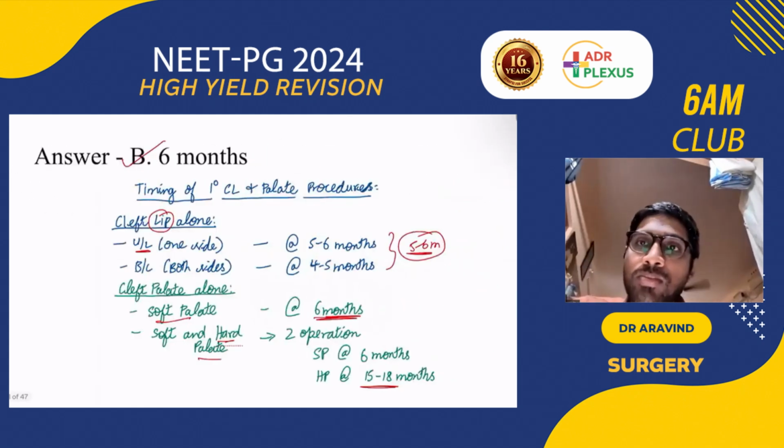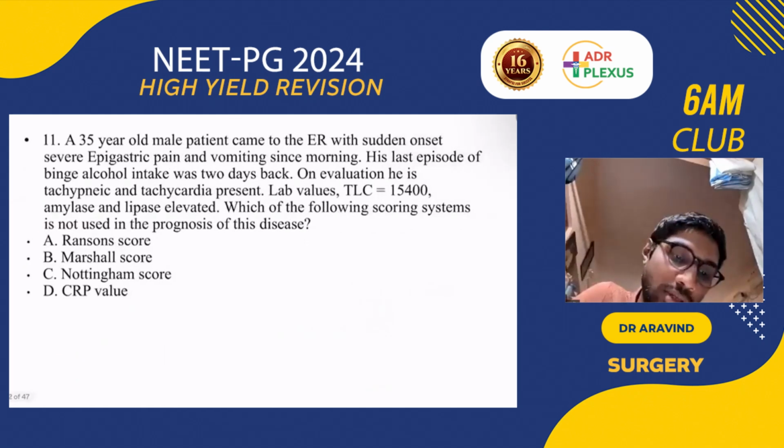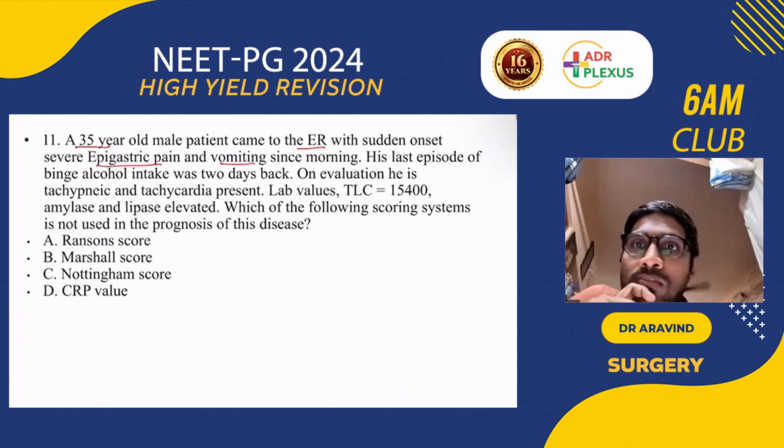Okay. Very good. Then a 35-year-old male comes to the ER with sudden onset severe epigastric pain and vomiting since morning. No, just for adequate development to happen. Then only you can mobilize the tissues. That is why, nothing else.